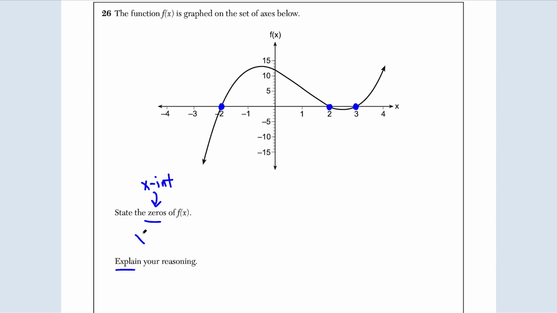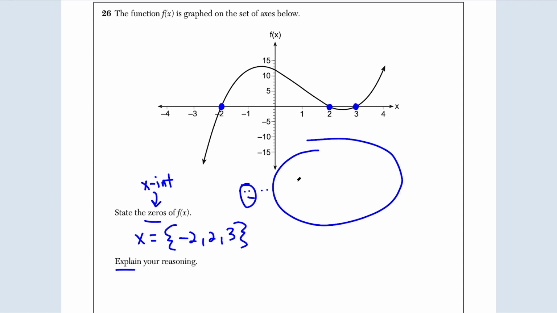So we could say that the zeros occur at x equals negative 2, positive 2, and positive 3. We could write this with curly brackets. Another way to write this is to say the zeros occur at x equals negative 2, x equals positive 2, and at x equals 3. This is also acceptable, but I just like to use curly brackets. And how do we know that these are zeros? Because this is where the graph crosses the x-axis.